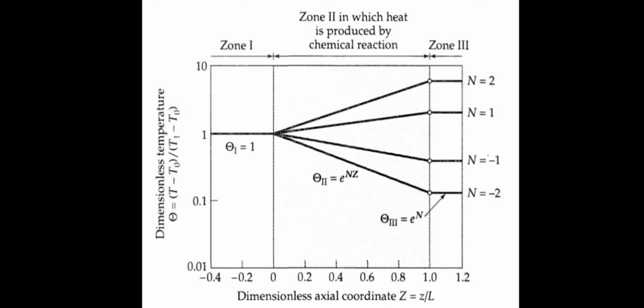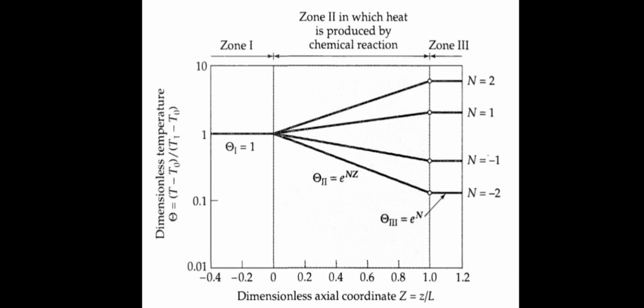Zone 3 is the post reaction zone. After the reaction completes, no more heat is produced. The temperature stabilizes at the value from the end of zone 2. Theta 3 is equal to theta 2 at z is equal to 1. Now we'll discuss the implications in the reactor design.